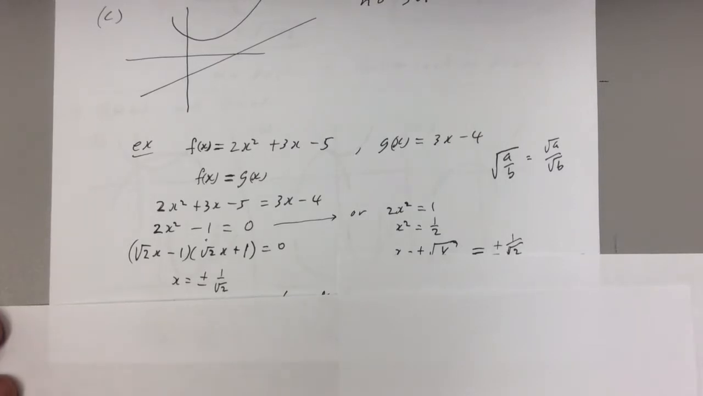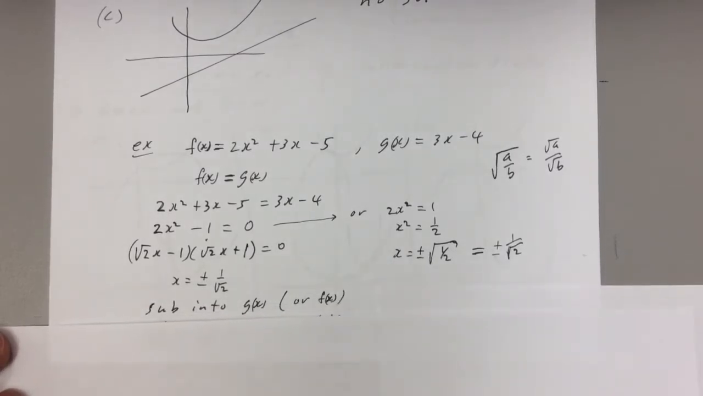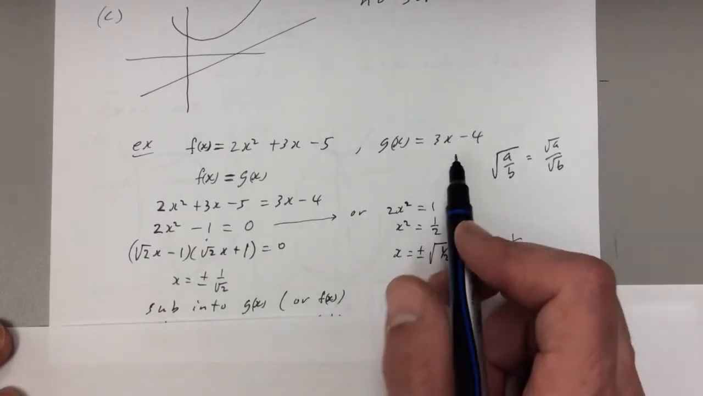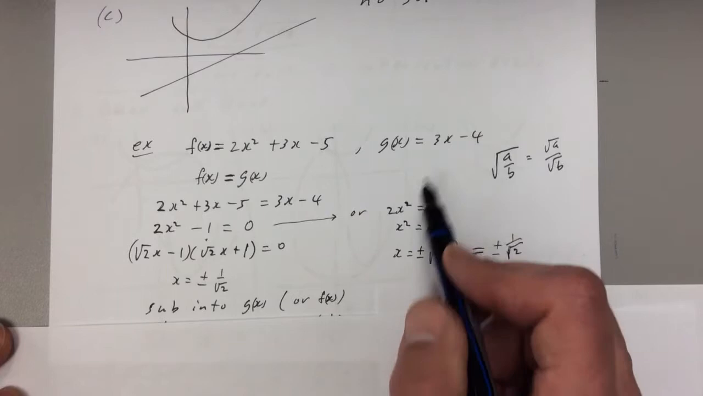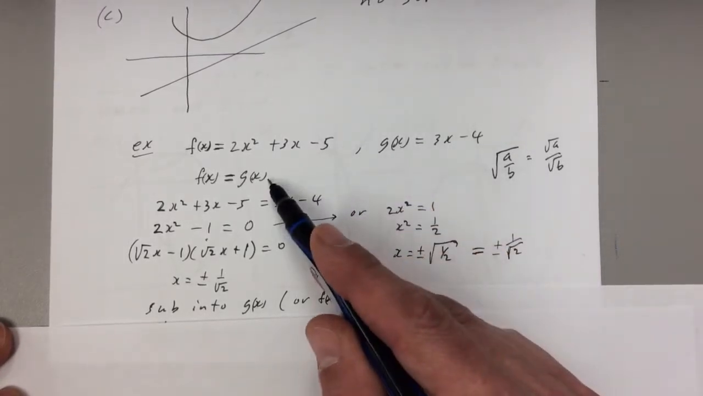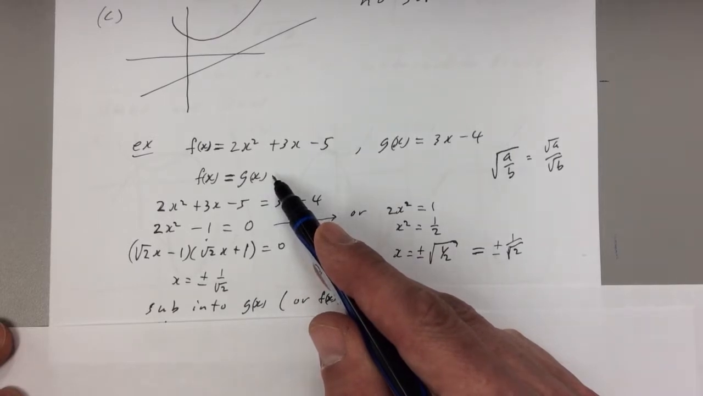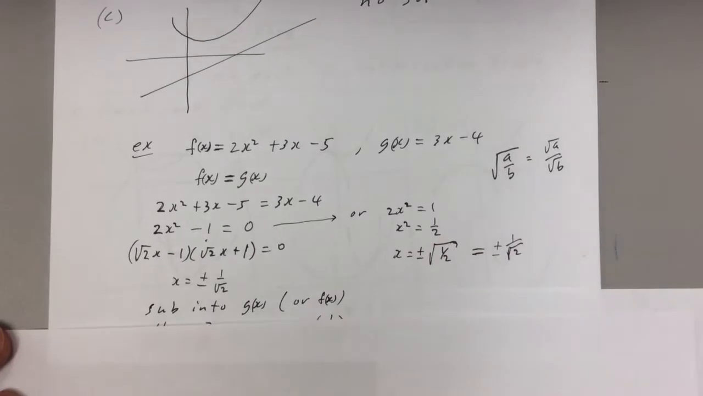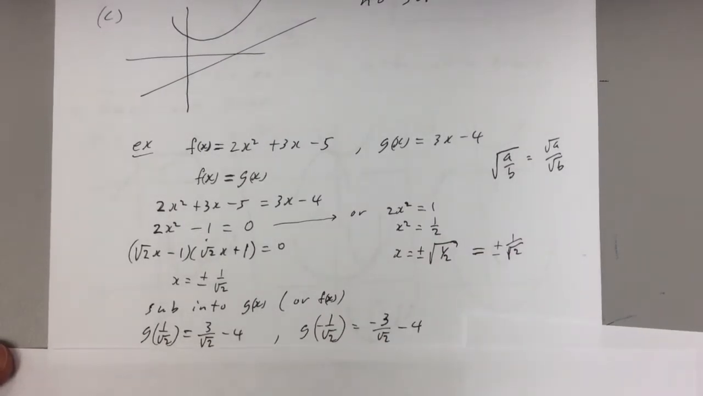Okay. Now once you have the x coordinate, you don't have the point of intersection, you just have the x coordinates of the points of intersection. Okay. In this case, you're going to sub these x coordinates into g of x, which is probably the easiest one to sub into, or you could sub it into f of x. Remember, the y coordinates are the same. That's how we set this up. Okay, so you can sub it into either. I think it's easiest to sub it into g of x. So when we sub it into g of x, this is what we get for the y coordinates.